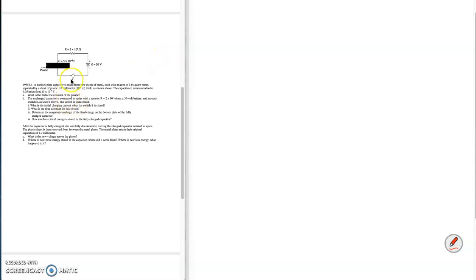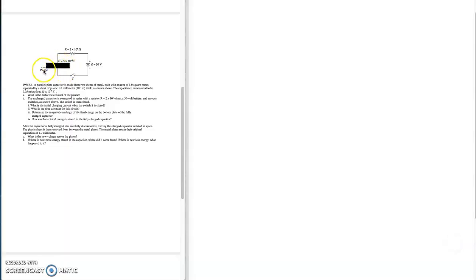1995 E2. They're giving us a circuit with a battery on the right, positive on top. They tell us numbers: the voltage, the resistance, the capacitor. They tell us that the capacitor has a dielectric of some kind of plastic in there, and this also indicates that we're going to start out uncharged because the switch is open.